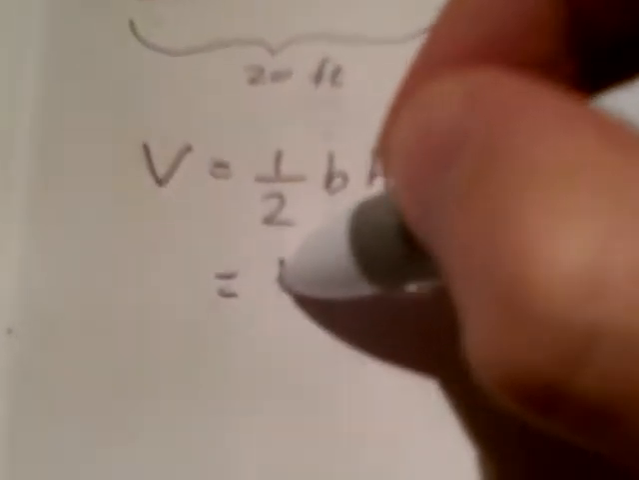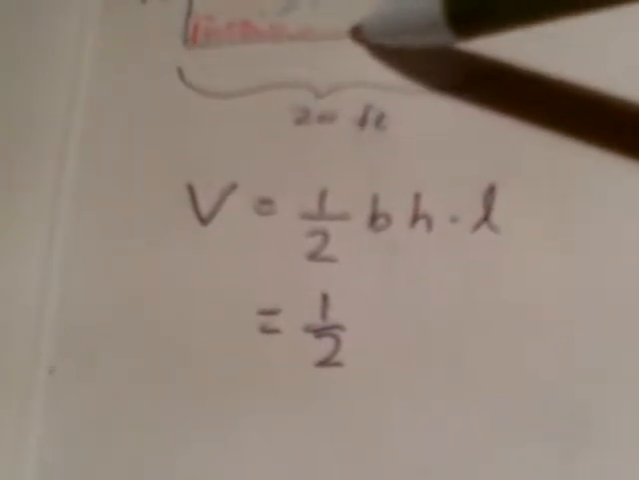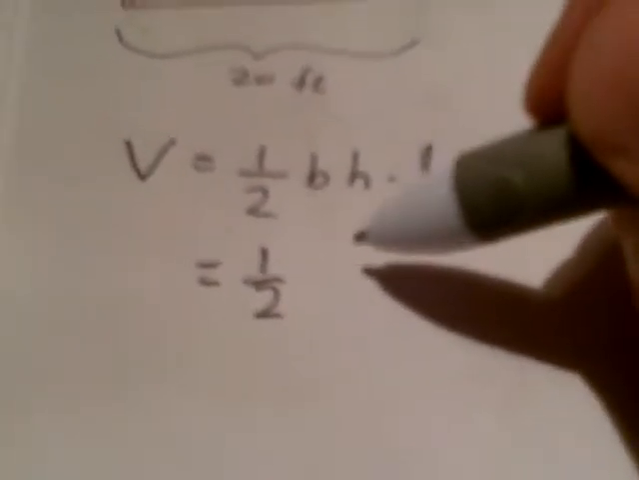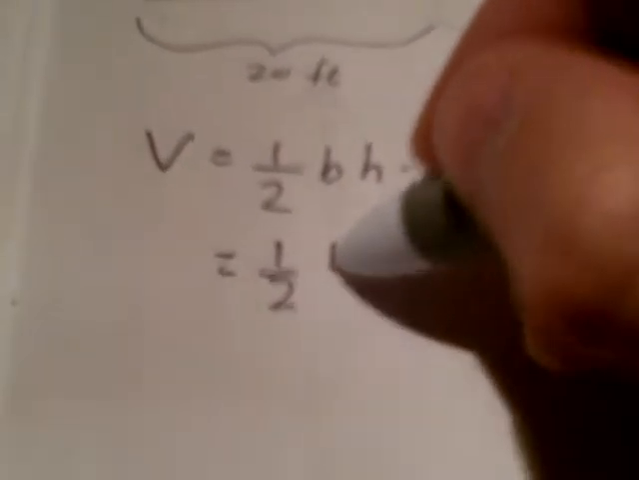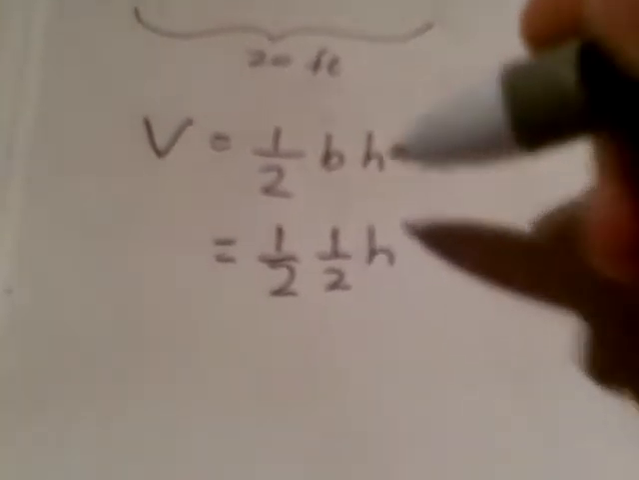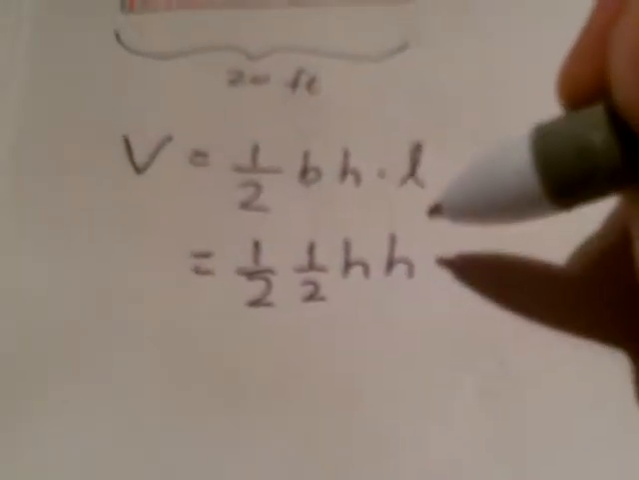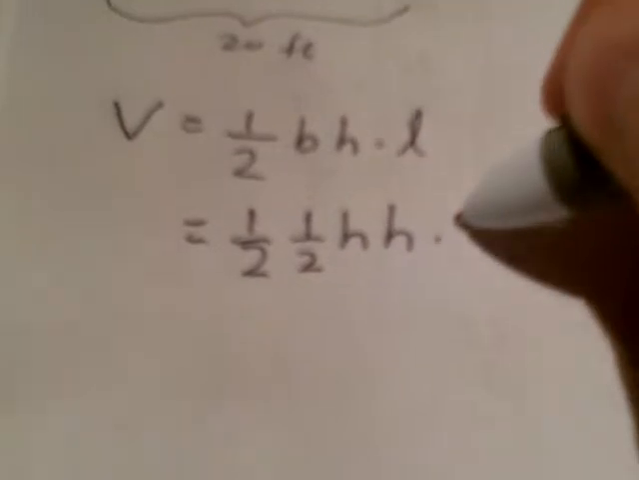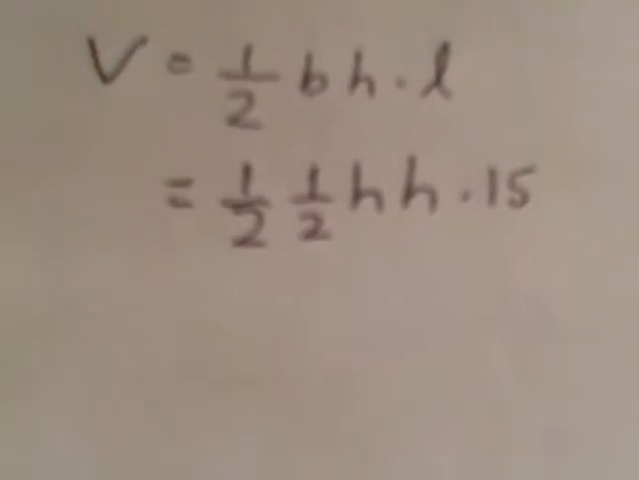And we have 1/2. And we can see that the ratio of the base, which is here, to the height, which is here, is 1 to 2, because it's 10 to 20. So the base is half of the height. So I'm going to have 1/2 of the height, because base is half the height, times the height again, and times 15. So there is the beginning of our volume expression.